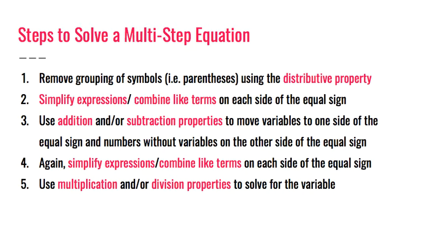1. Remove grouping of symbols such as parentheses using the distributive property. 2. Simplify expressions or combine like terms on each side of the equal sign. 3. Use addition and/or subtraction properties to move variables to one side of the equal sign and numbers without variables on the other side of the equal sign. 4. Again, simplify expressions or combine like terms on each side of the equal sign. Lastly, use multiplication and/or division properties to solve for the variable.